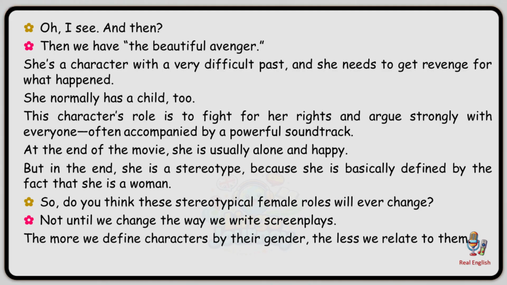Then we have the beautiful Avenger. She's a character with a very difficult past, and she needs to get revenge for what happened. She normally has a child, too. This character's role is to fight for her rights and argue strongly with everyone, often accompanied by a powerful soundtrack. At the end of the movie, she is usually alone and happy.